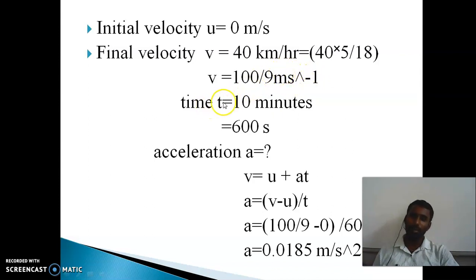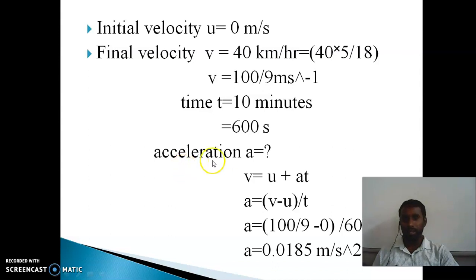So time t equal to 10 minutes. 10 minutes means you have to convert minutes into seconds. You have to multiply by 60. So 1 minute equal to 60 seconds. So 10 minutes equal to 10 into 60, 600 seconds.